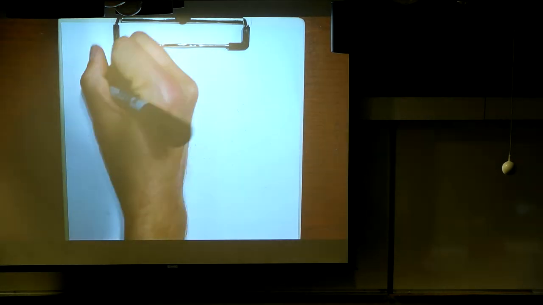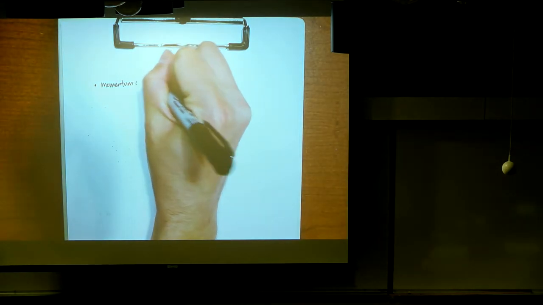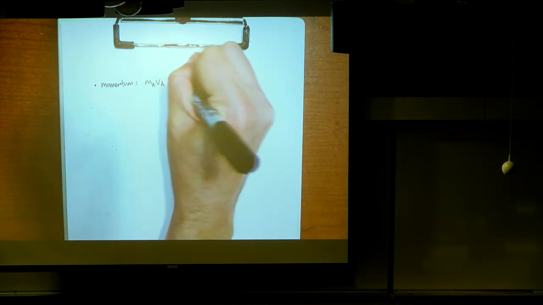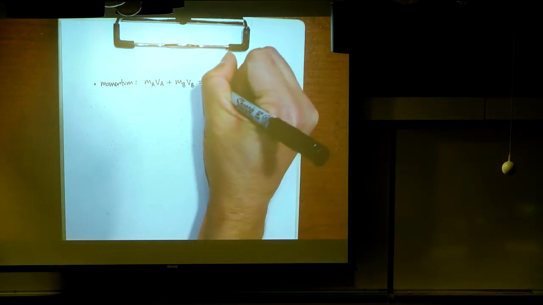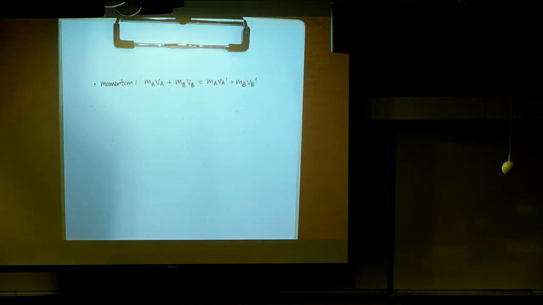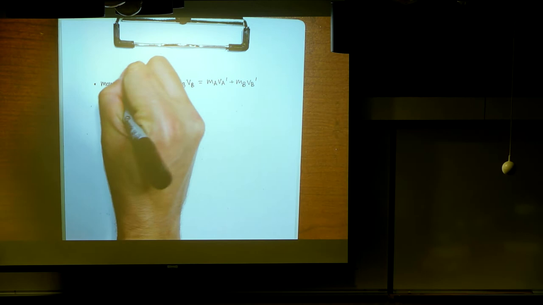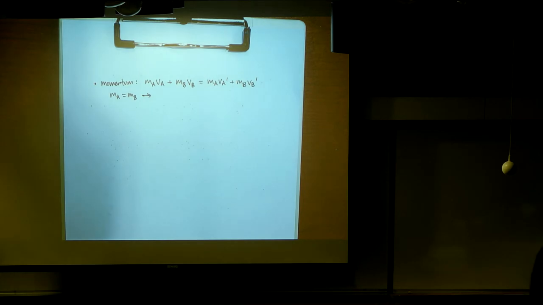Same starting points, right? We've got a momentum equation. This momentum equation says MA times VA plus MB times VB. A and B are the two different billiard balls colliding on the table. That's going to equal MA VA prime plus MB VB prime. But this time, we're going to simplify this equation using the fact that MA is equal to MB, because again, in billiards, the balls will have the same mass, okay?